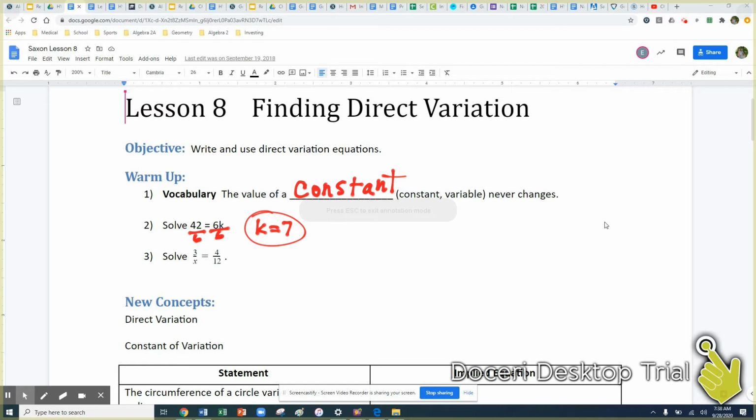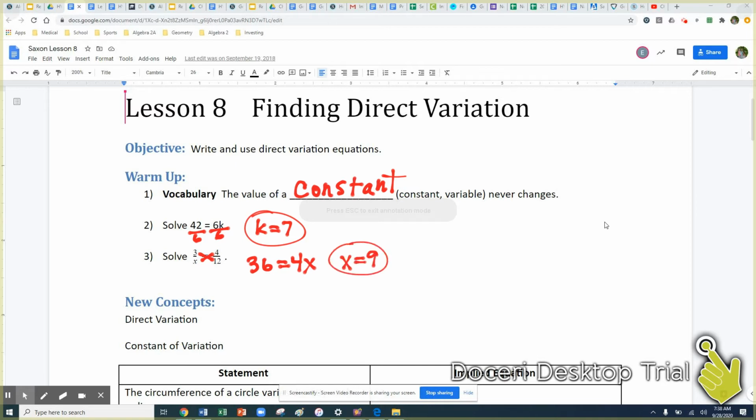Lastly, number three, one of our methods we can use to solve direct variation is using proportions. So that proportion, we have 3 over x equals 4 over 12. To solve that, we can cross multiply and divide. 3 times 12 is going to equal 36. X times 4 would equal 4x. Solve that out, divide by 4 on both sides. X is going to equal 9.